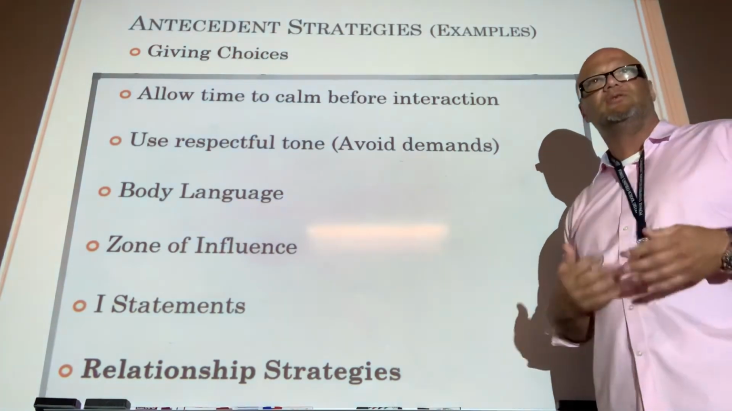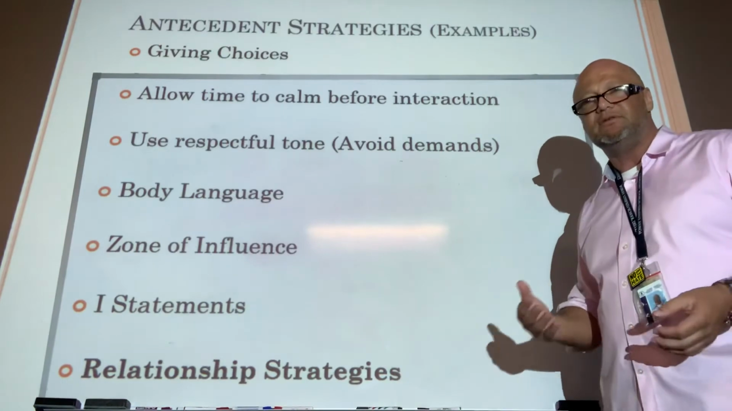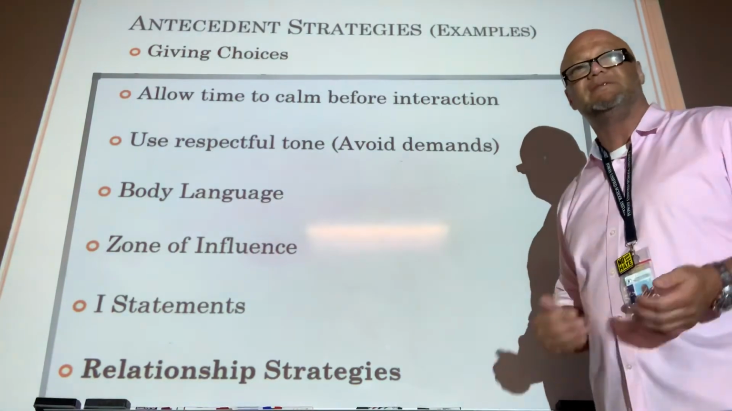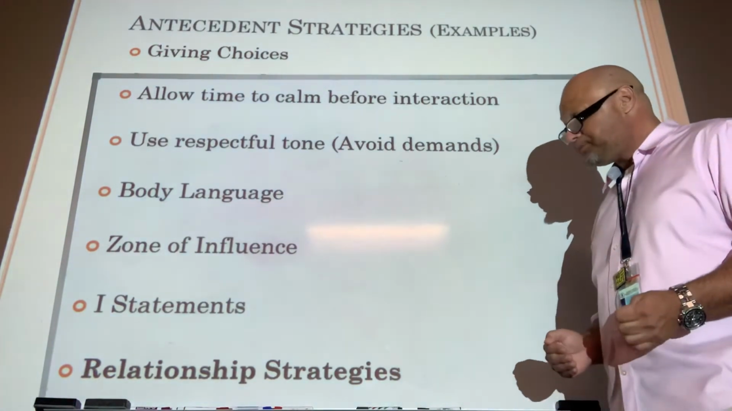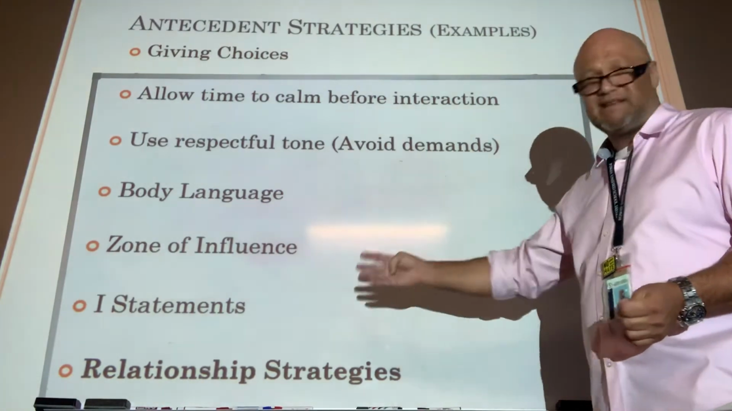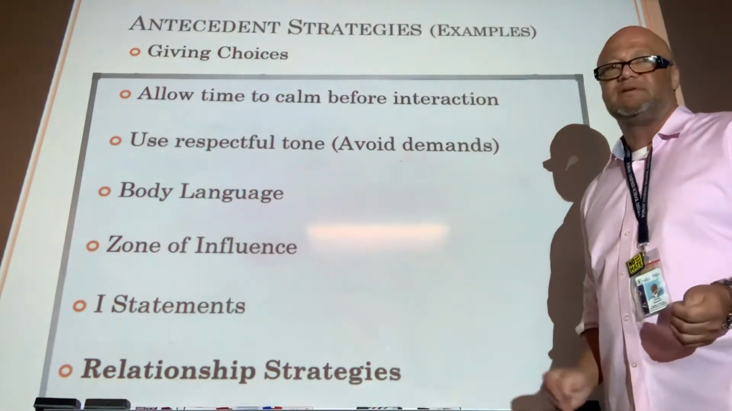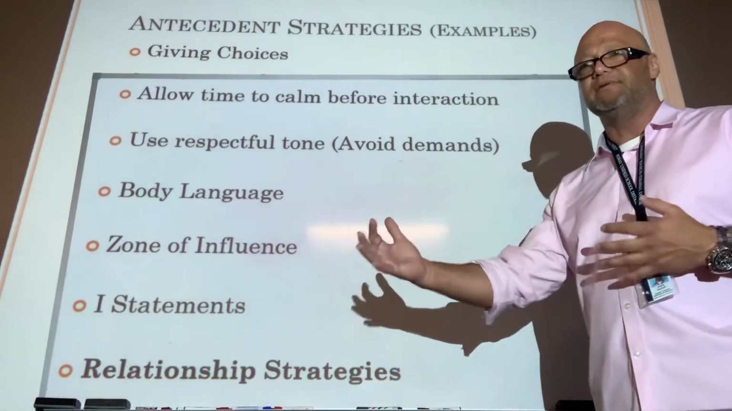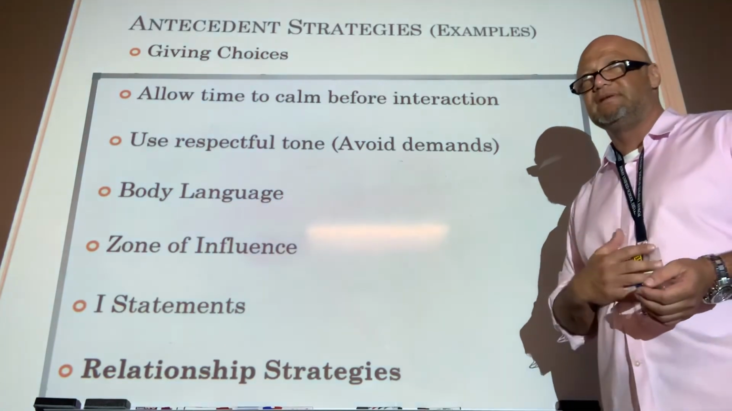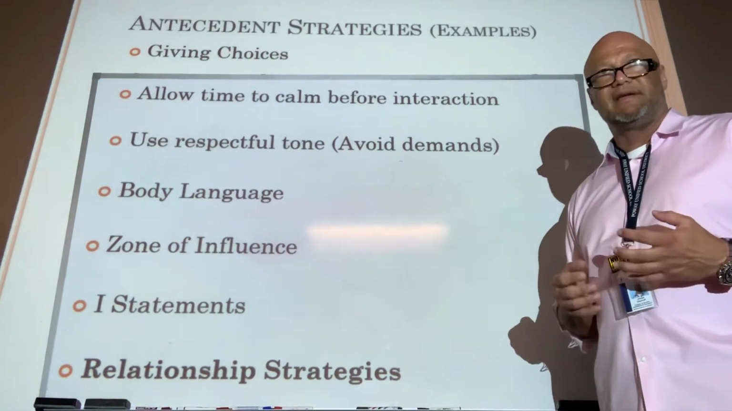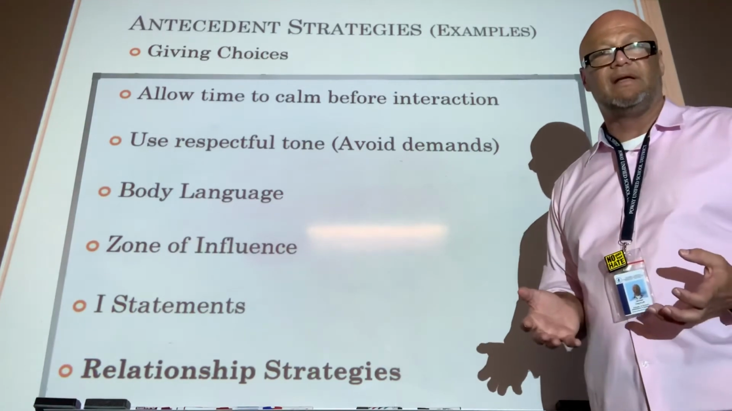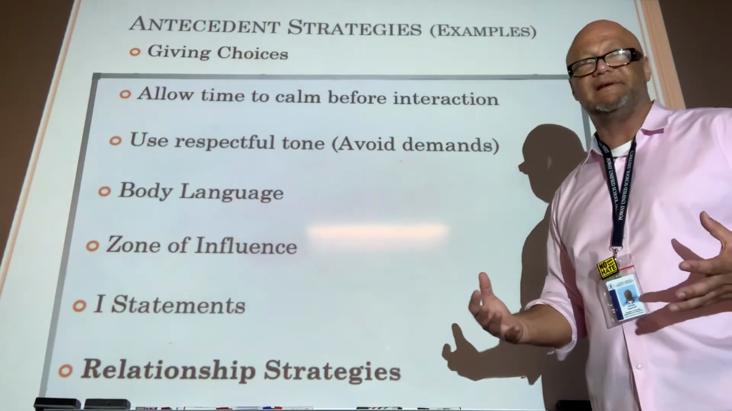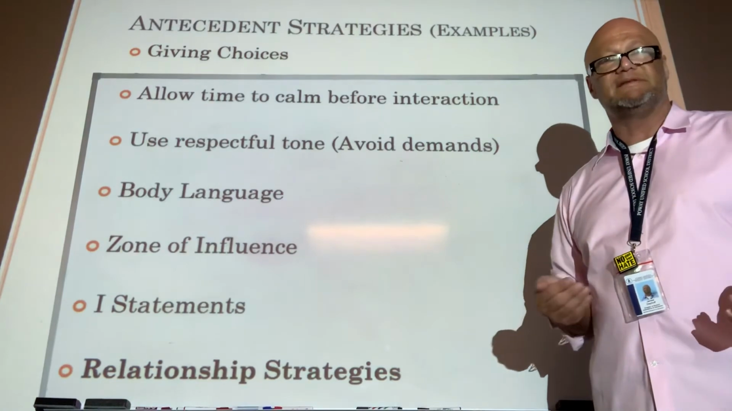Body language, how you are presenting what you want the person to do, or your expectations, or how you're communicating and what that looks like to the other person. You may need to change some of your body language. Zone of influence, I statements are good. And then of course relationship strategies, teaching family members and partners how to build relationships, so that when you interact with them, the person is not thinking you're coming at them in a negative way, that there's enough positive things that have happened and enough foundation that it's not seen as a threat as much as a support.